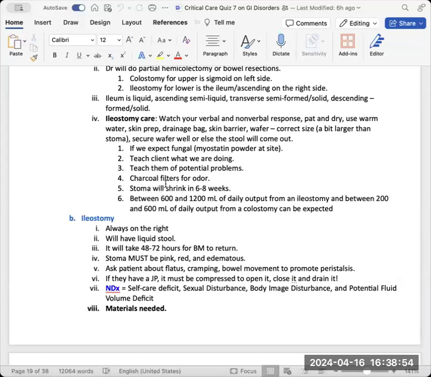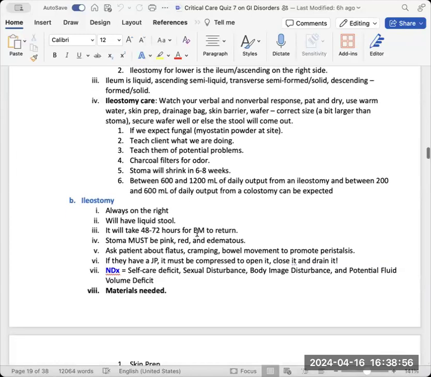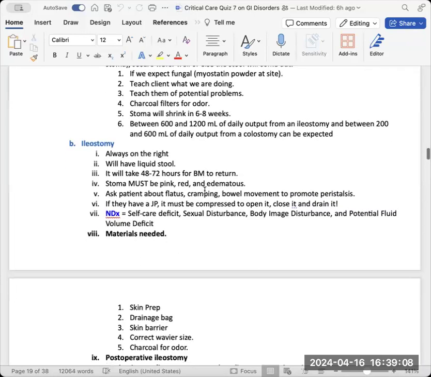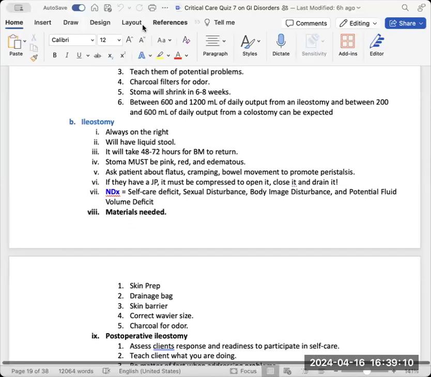They can have charcoal filters to help with the odor. Since this could be a fresh ileostomy, depending on the case, if it says it's a fresh one, we should let them know that the stoma is going to take 6 to 8 weeks to shrink, so it could look a little edematous. According to the textbook, 600 to 1200 milliliters of daily output is normal. So we should tell them to measure it to determine if their ileostomy is functioning properly.